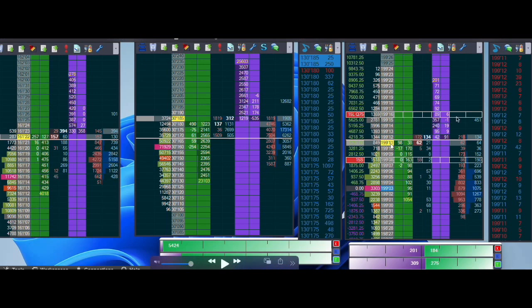So on the right hand side, we have the Ultrabond. This is the tape for that. This is the Ultrabond depth of market. In the middle, I have the 10 years, and then on the left, I have the 30 years.